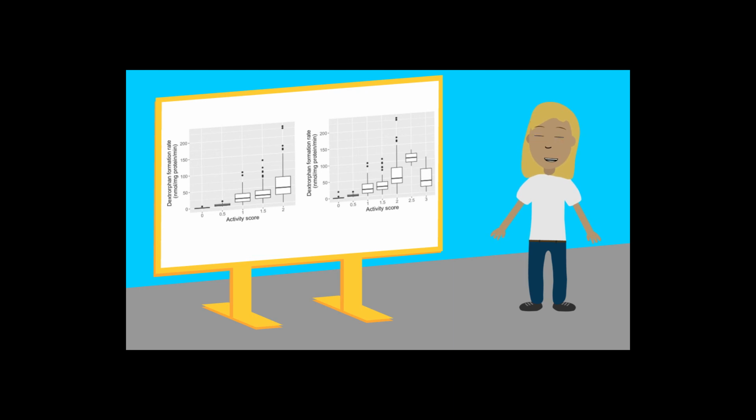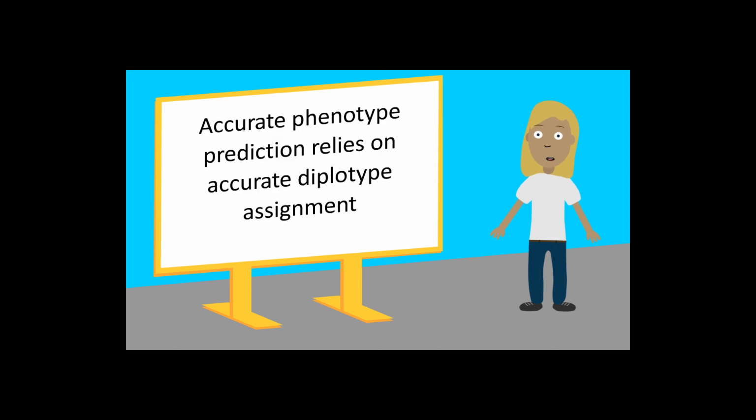Put another way, this means that activity score explained 5% more of the variation in CYP2D6 activity when structural variation data was included. Data for metoprolol were similar. In conclusion, single nucleotide variation and indel analysis alone is not sufficient for accurate CYP2D6 diplotype assignment. Inclusion of structural variation data is critical for increasing the precision of CYP2D6 pharmacogenetic tests.